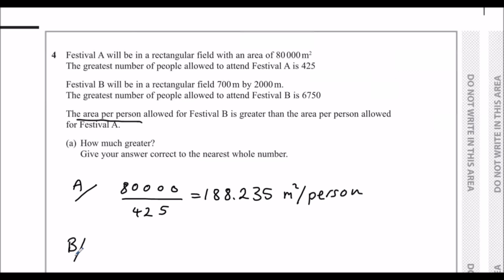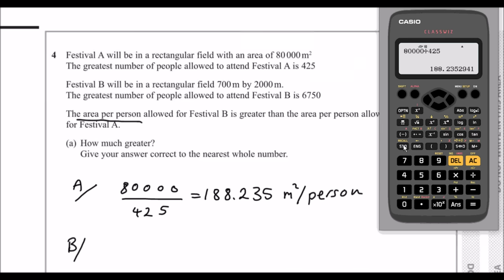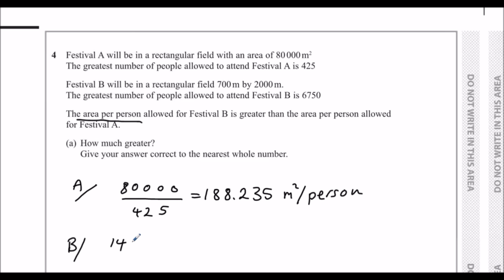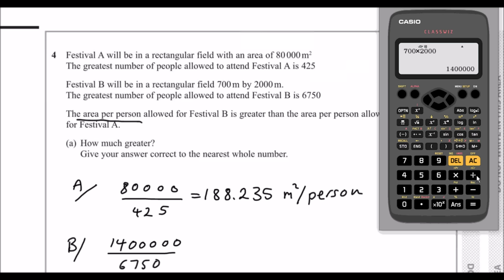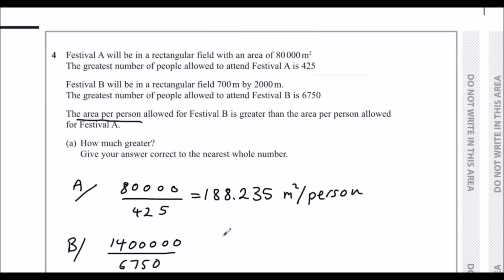For Festival B, the area is, we need to work it out, so 700 times 2,000. I'm just going to store my previous answer in the calculator as A. 700 times 2,000 is 1.4 million, so 1.4 and then 5 zeros, divided by the number of people, 6,750. So the area per person, area divided by the number of people, is 207.407 meters squared per person.